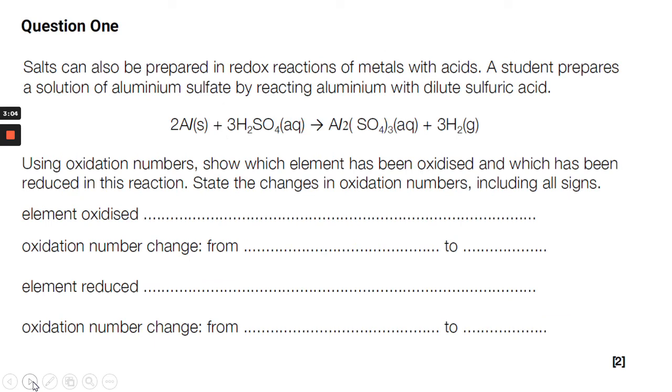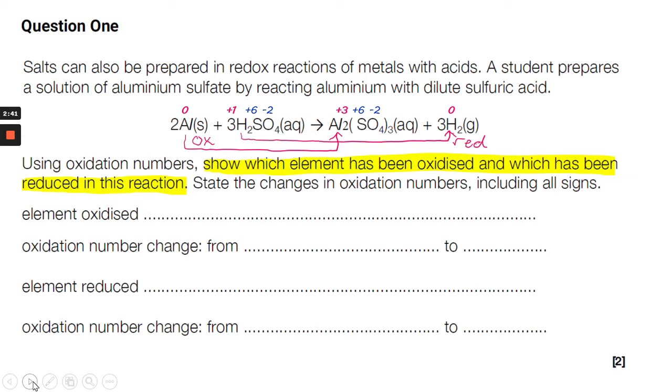So let's look at the question and just take you through it step by step. It says using oxidation numbers. So the first thing you need to do is apply the oxidation number rules to everything in the equation. Now, thinking about which element has been oxidized and which has been reduced, you can identify those as aluminium and hydrogen.